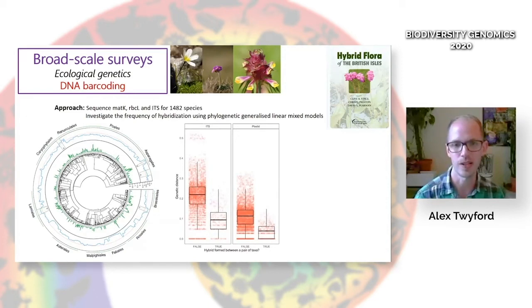In this figure, I'm showing separately for ITS and for plastid data, the genetic divergence between parental progenitors for those species that do not hybridize and those that do. And what you'll see here is that those species that do hybridize have a much lower genetic distance. And that clearly emerges as the main factor affecting the prevalence of hybridization.